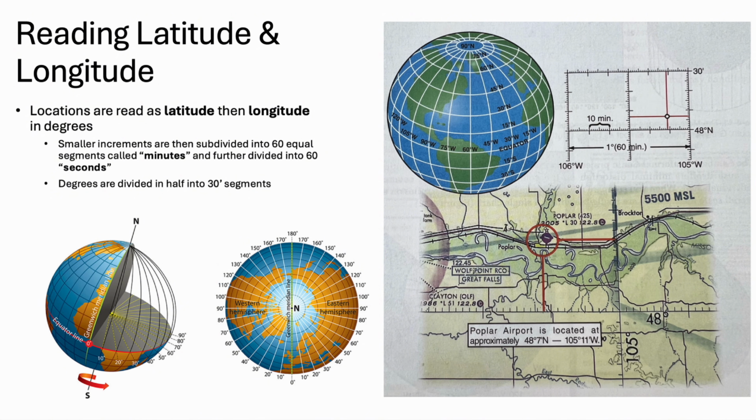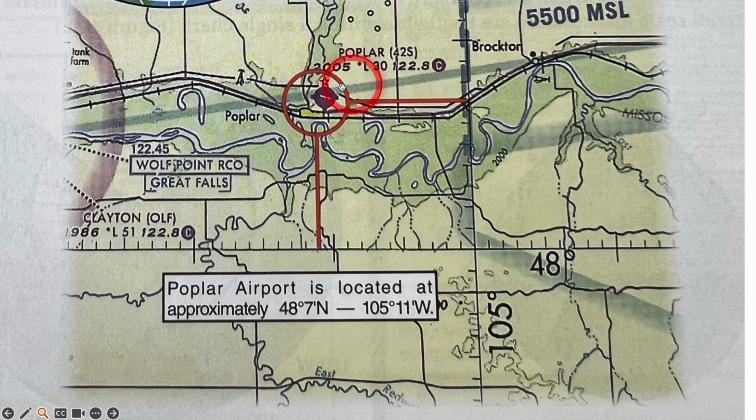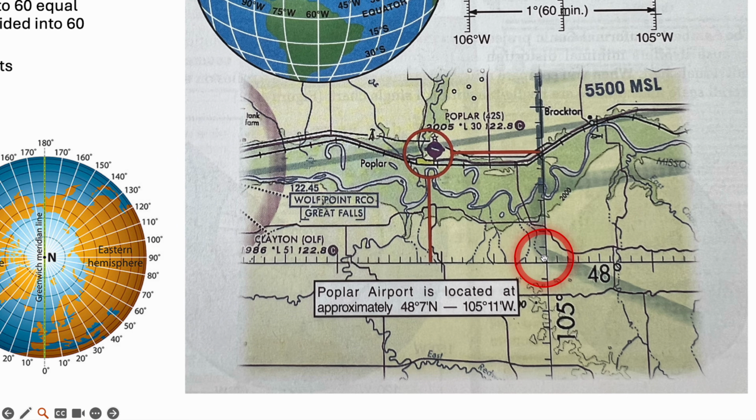The reason why I bring that up is because sometimes on these examples on your written test, you may be given a figure that looks like this, and the only numbers provided look like that. And so you need to understand that as you go up, that number increases, and as you go to the left, the number increases. So you have to do a little bit of counting in order to find these airports.